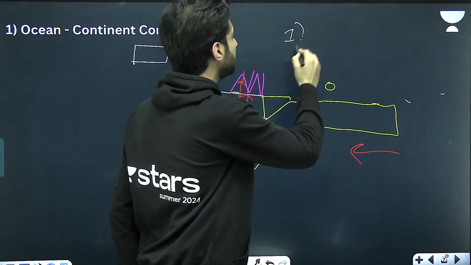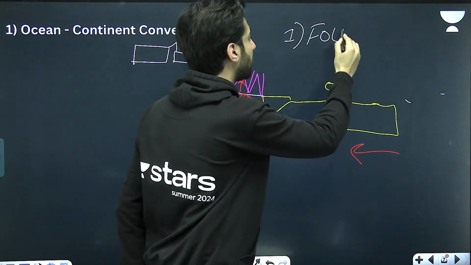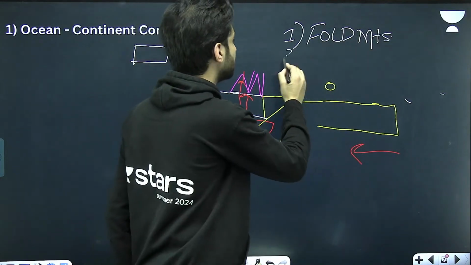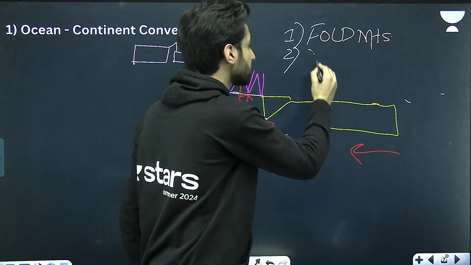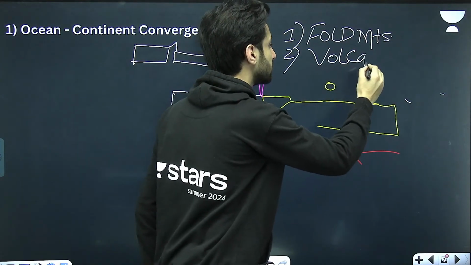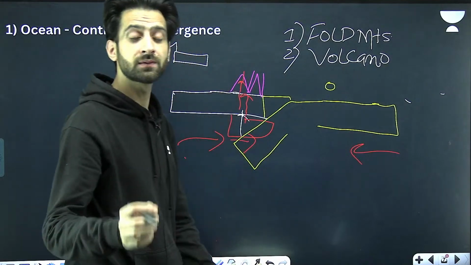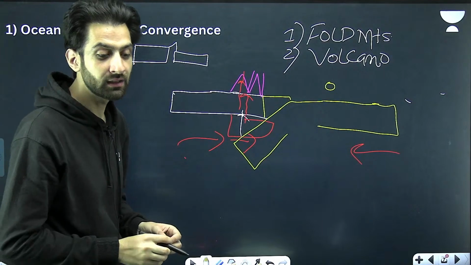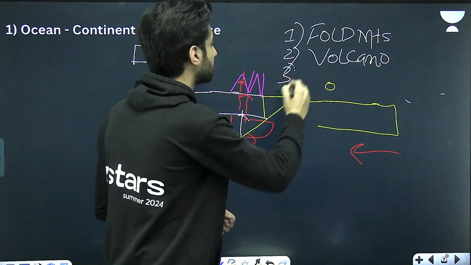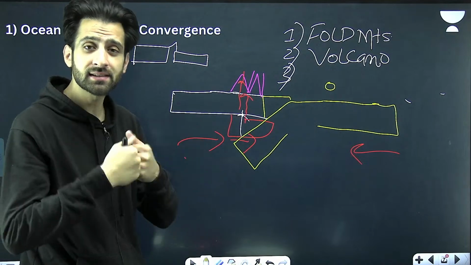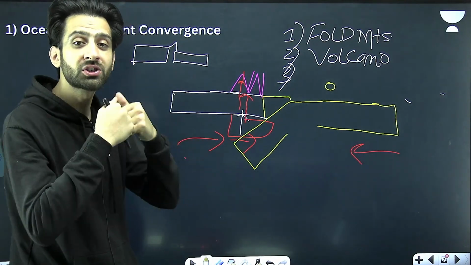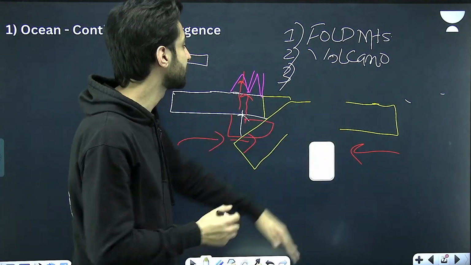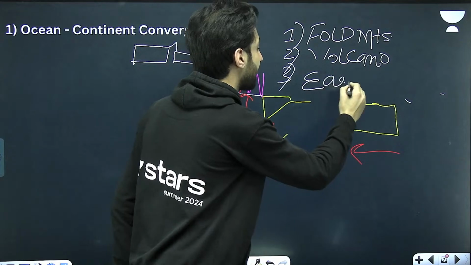First, there will be fold mountains, number one. Number two, there will be volcanoes. Two important things, fold mountains and volcanoes. Another important thing that you will find here is earthquakes. Why earthquakes? Because of the convergence or the disturbances that take place inside of the earth, you will find the presence of earthquakes as well.